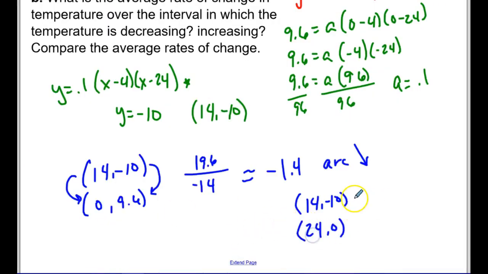So I can do the same thing to find my slope. To get from negative 10 to 0, I go up 10. To get from 14 to 24, I go up 10. So my slope here is 1.